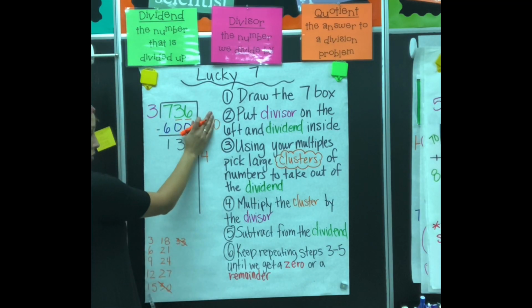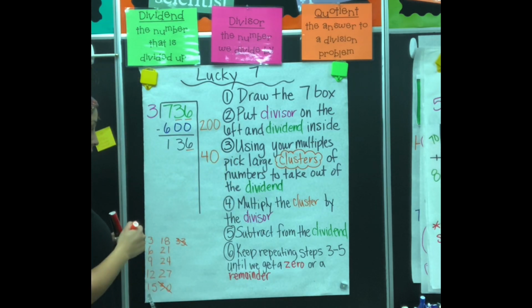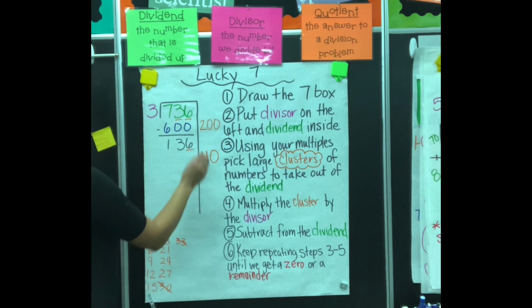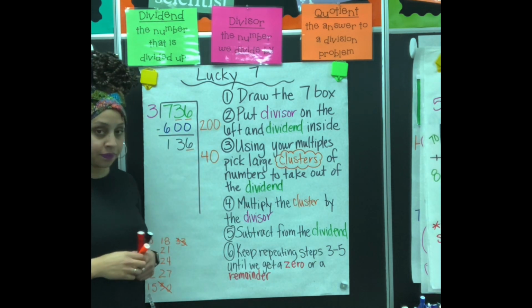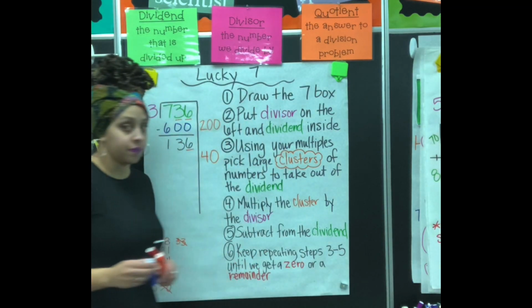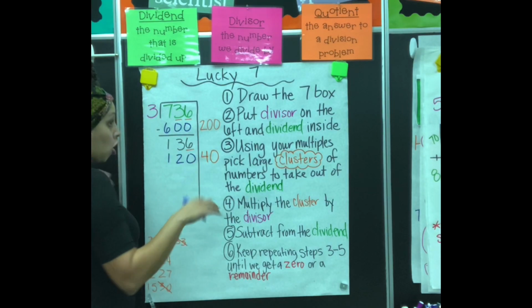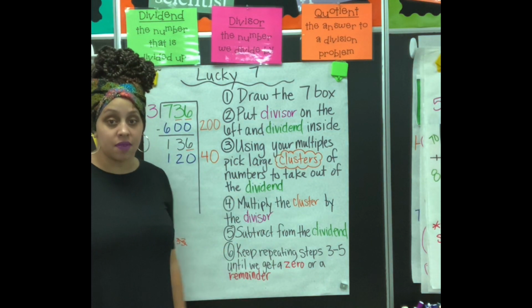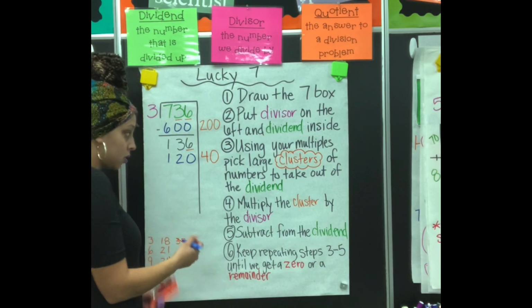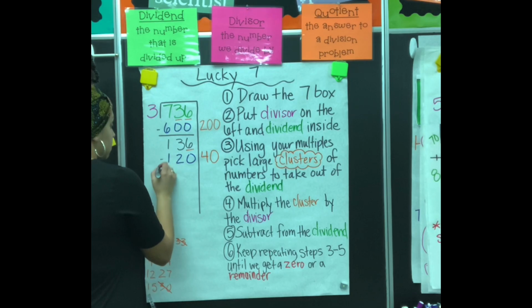But is this really 13? No, it's 130. So we need to make sure we put a 0 back here. And then we multiply this cluster by this number. What's 4 times 3? 12. What's 40 times 3? 120. Look at all the powers of 10, all of the place value stuff. Super still relevant. So now that we've done this, we subtract it from the dividend.